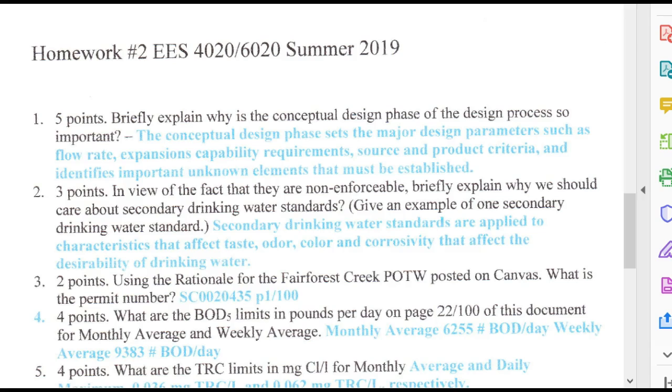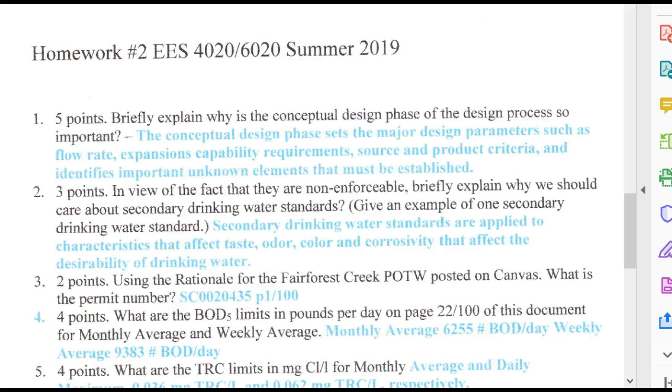Okay, why are secondary standards important? Because primarily these are aspects of water quality that are aesthetic, such as taste and odor, and they're not necessarily highly critical with respect to health and safety. Okay, the rationale, what is the permit number? It's clearly easily found on that page.